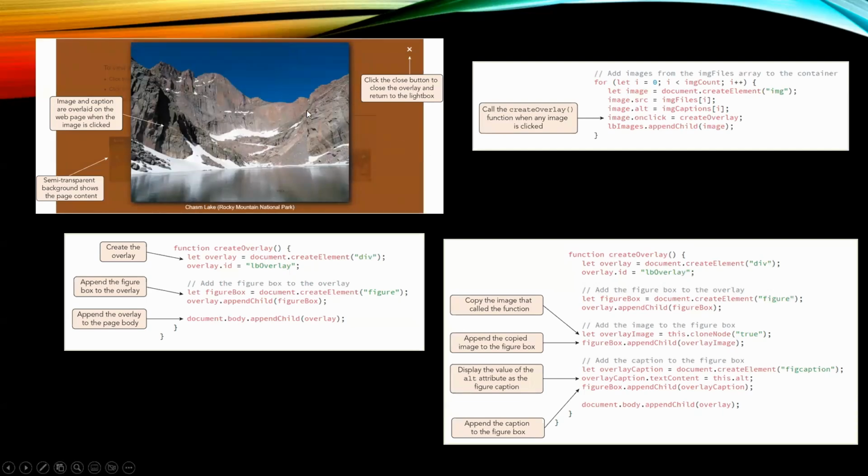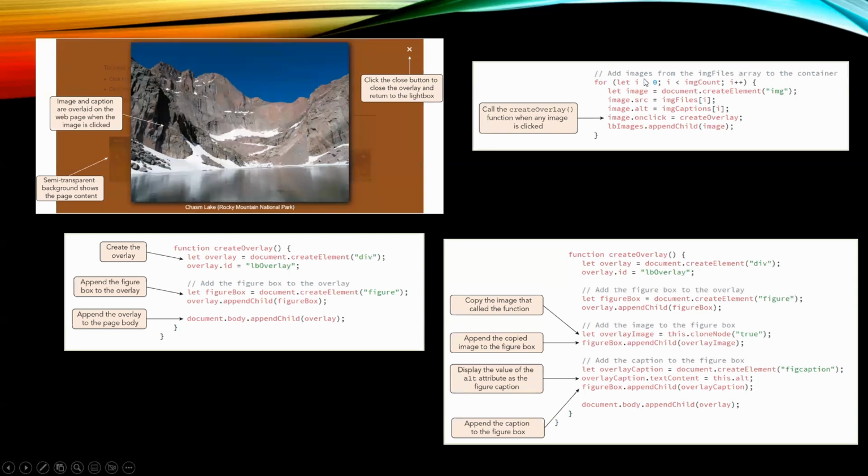Here we can show that we're putting an overlay. And in this case, what we're using as an overlay is an exploded version of that image. So here we've got a create overlay. So let overlay create element, ID is an overlay. Let figure box create element. Append the child figure box. Document body append child overlay. That's the line right there. That's going to add that overlay to the page body.